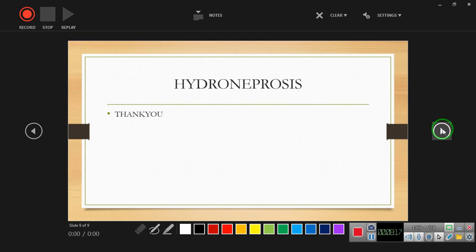These are the complications of kidney stones. Next is pyonephrosis. So we would continue with it.